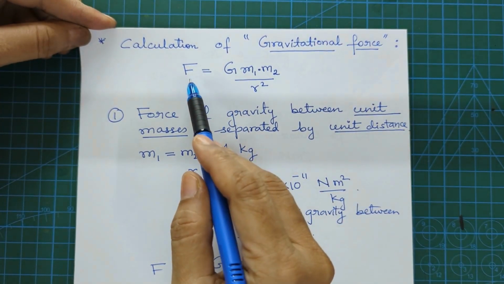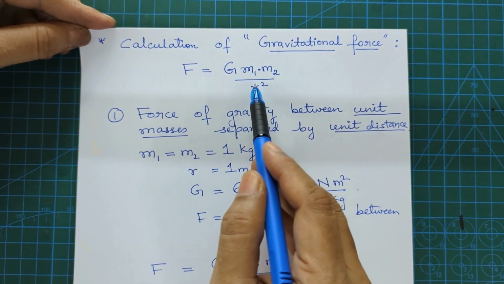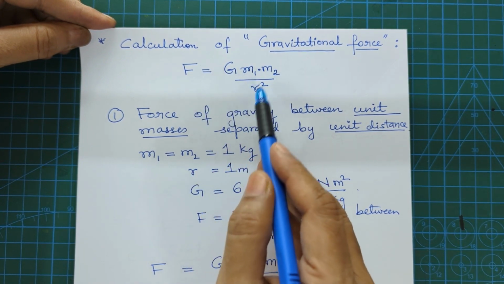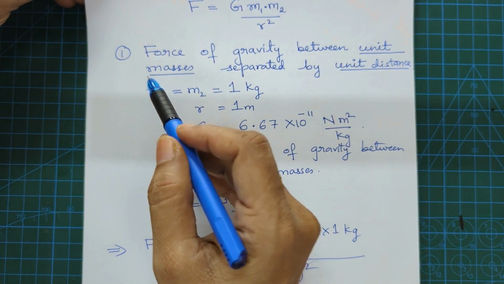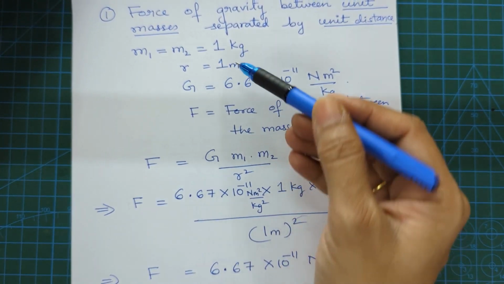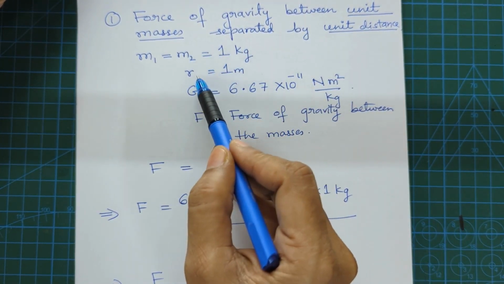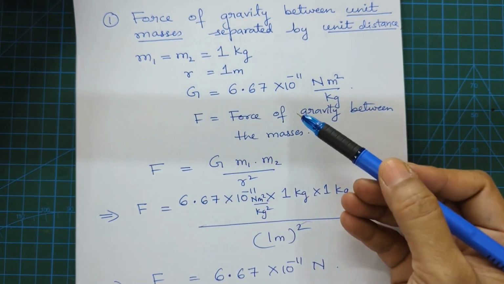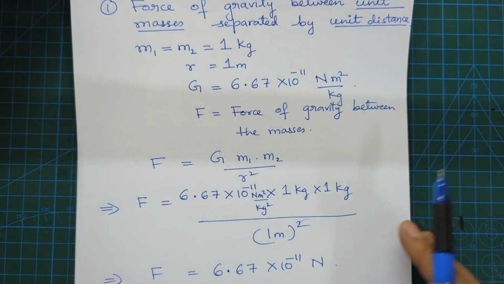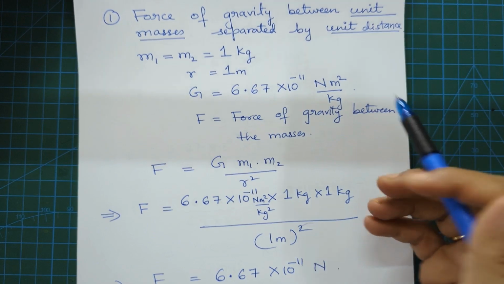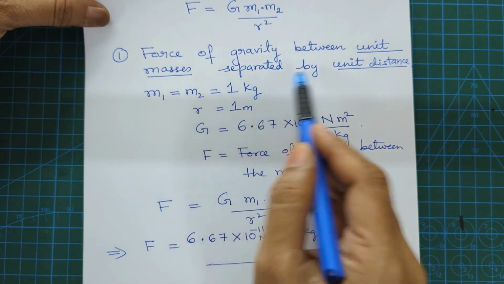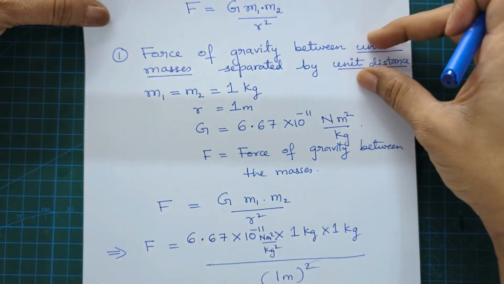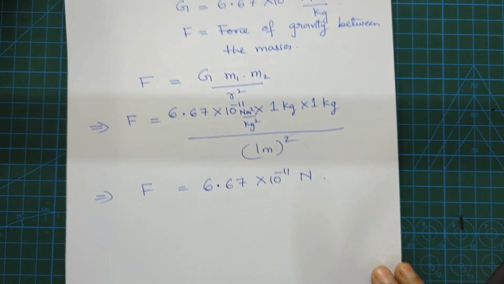We have already seen the application of Newton's law of gravitation, F is equal to G m1 m2 by r square. These calculations, in the form of numbers, like what is the force of gravity between any two unit masses separated by unit distance, we have seen. But in this part of the video, I want to show how the calculation is done. So for the first one, force of gravity between unit masses separated by unit distance. Remember this statement. So how to calculate?